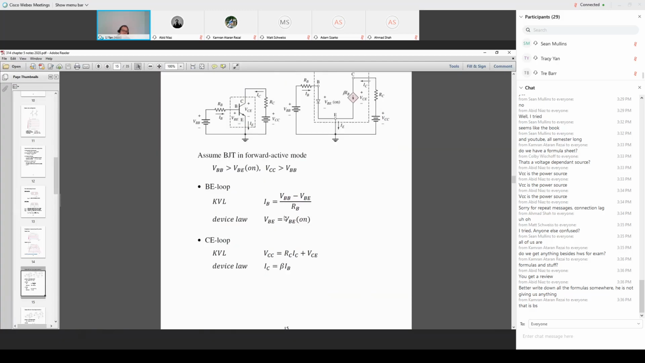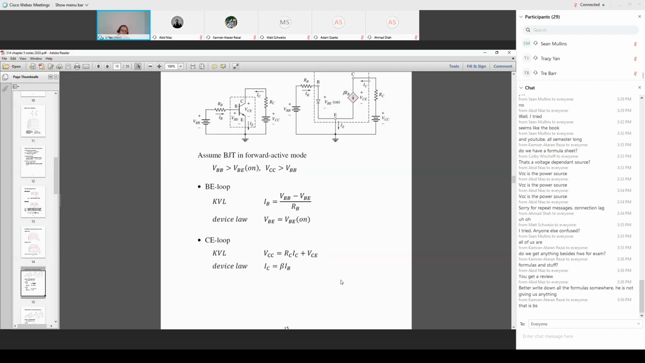Because I'm able to calculate IB from the first loop, I substitute IB here and I can calculate IC. Once I figure out IC, I substitute it into the Kirchhoff equation, and then I can determine the voltage drop VCE. So I solved the full transistor circuit. Here it just tells you how to analyze a transistor circuit. This is still not the transistor circuit we see in practical applications. They just give you an illustration.